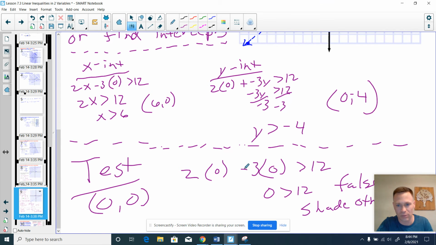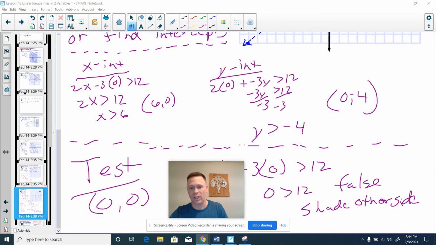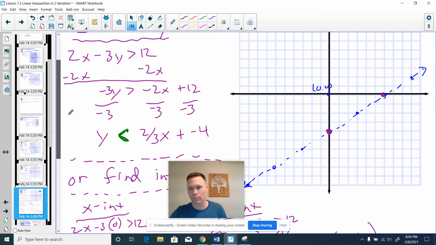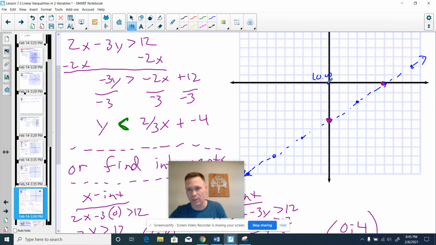2 times 0 is 0, negative 3 times 0 is 0. If 0 is greater than 12, is 0 greater than 12? No, it's not. So that means we get a false statement, so we shade the other side. So 0, 0 is right here. It was false, so I shade the other side of the line. So there's that.